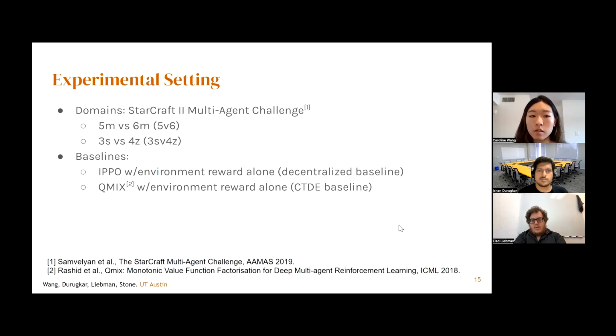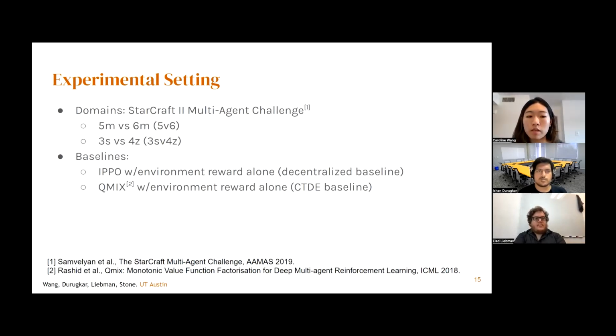So the experiments are conducted on cooperative tasks from the StarCraft 2 domain. In this domain, the general goal is for the multi-agent reinforcement learning algorithm to control a team of allies to defeat a team of enemies controlled by a game AI. And the two tasks we're considering are 5v6 and 3v4, where the first number denotes the number of allies and the second number shows the number of enemies.